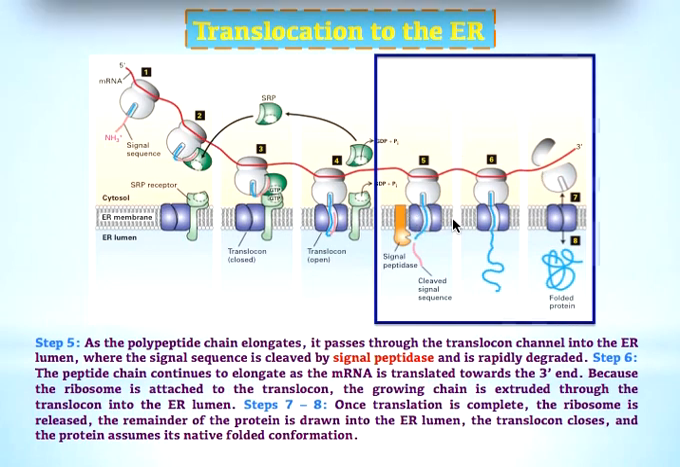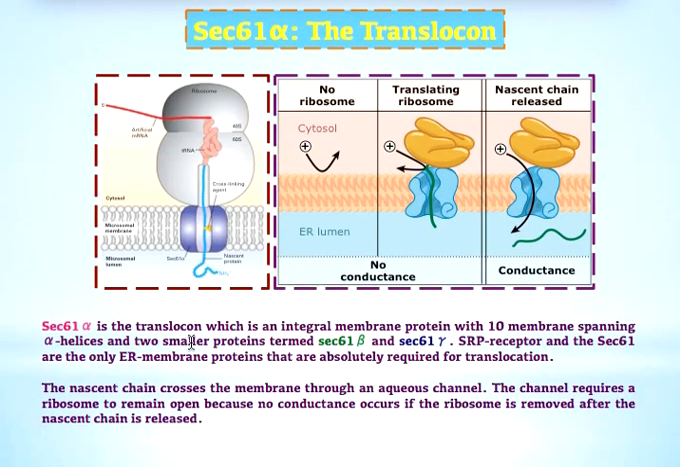This translocon channel consists of a total of 3 different proteins. One is called Sec61 alpha, and the 2 other proteins are called Sec61 beta and Sec61 gamma. Together they make this translocon channel. Now in order to function properly, this translocon channel must be bound with the ribosome so that the polypeptide can enter into the lumen of the ER. If there is no ribosome, the channel remains closed. That's all about the secretory pathway of protein sorting.